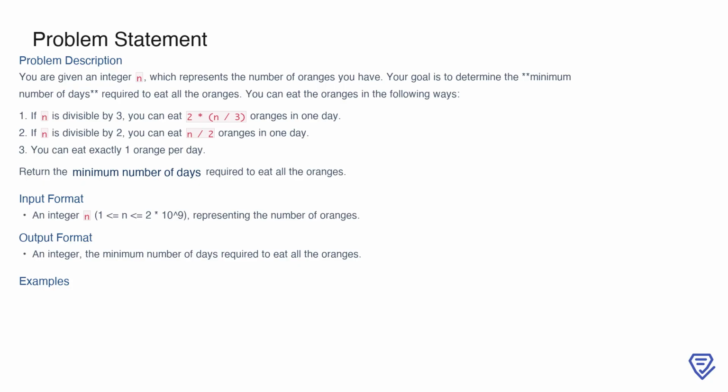The input is a single integer n, which can range from 1 to 2 billion, and the output is a single integer representing the minimum number of days required. This means we need an efficient strategy to handle both very small and very large values of n.